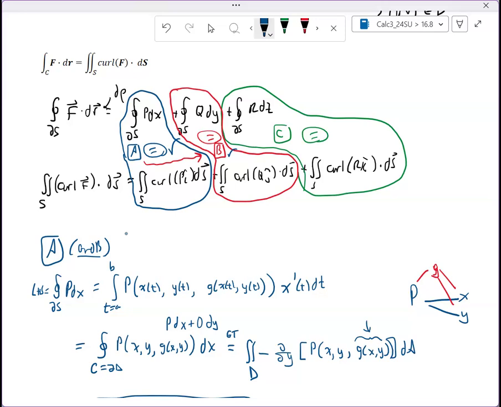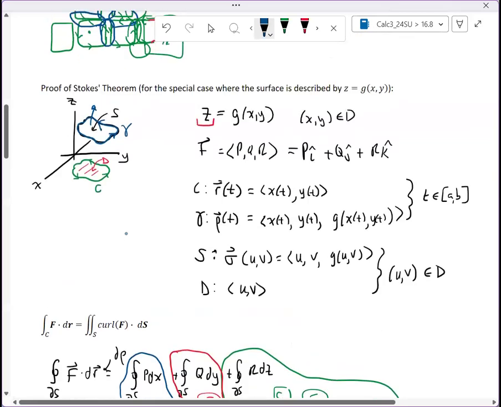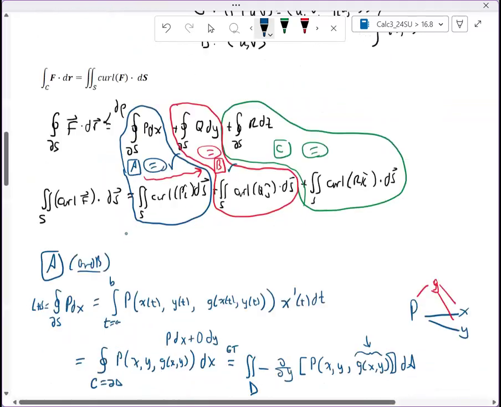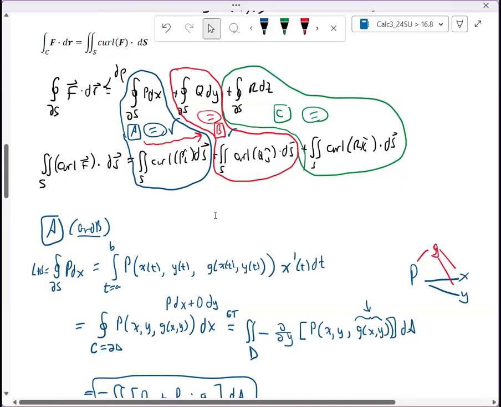The proof of C is fundamentally different because, again, X and Y are kind of playing a symmetric role here, but Z is not. So Z is the odd one out, the one that can be written as a function of the other two to describe the surface. So we need to treat this one a bit differently.